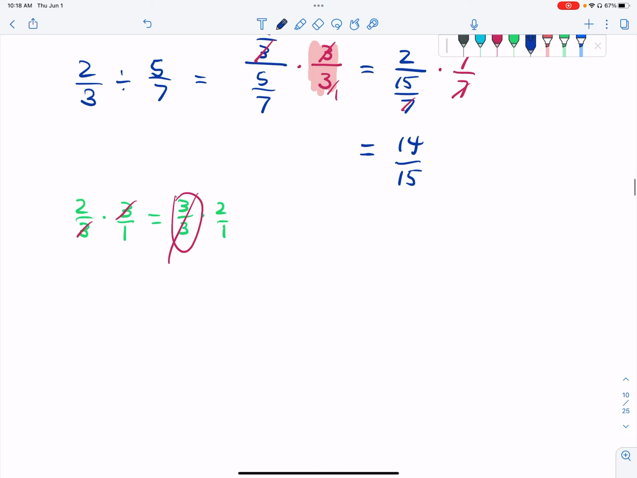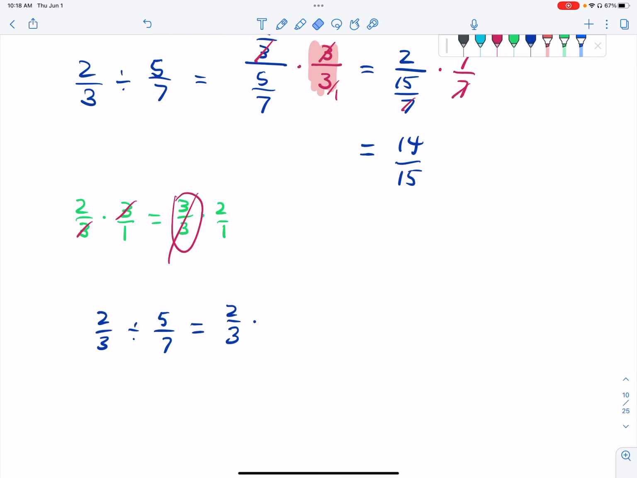Now, let's go back to the original problem here. When I have 2/3 divided by 5/7, and doing the keep, change, flip shortcut, this would turn into 2/3 times, no, I didn't change it.